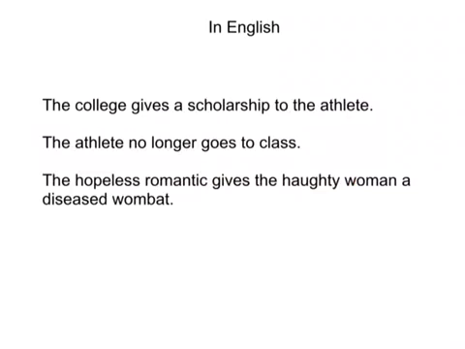Okay, this is to show you that even if something is an indirect object, English doesn't necessarily give it the word to. When you're translating Greek, though, you should always translate indirect objects with the word to. In this sentence, our subject is the romantic, and our verb is gives, and our direct object, what is actually being given, is a diseased wombat. The haughty woman is the person that the hopeless romantic is giving the wombat to. She is the indirect object, but in English we do lots of weird things, and it doesn't get the word to. In Greek, this would go in the dative case.